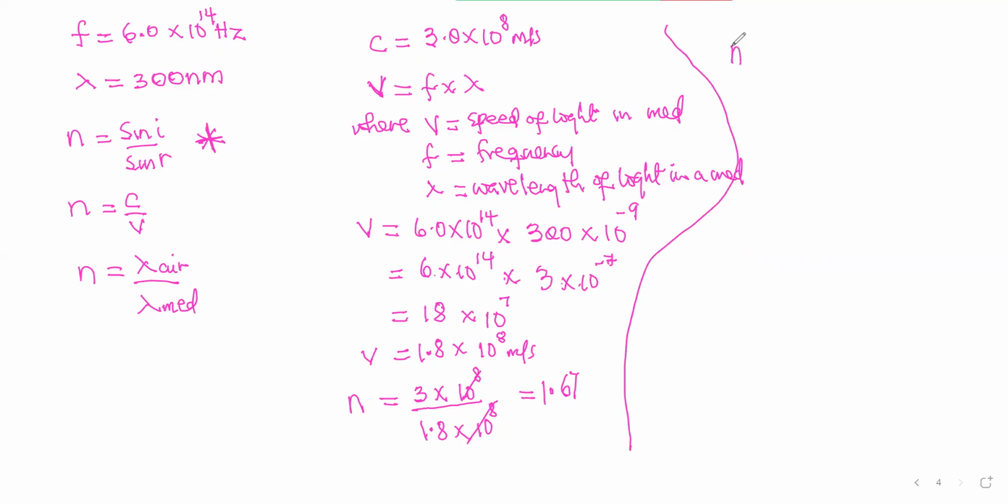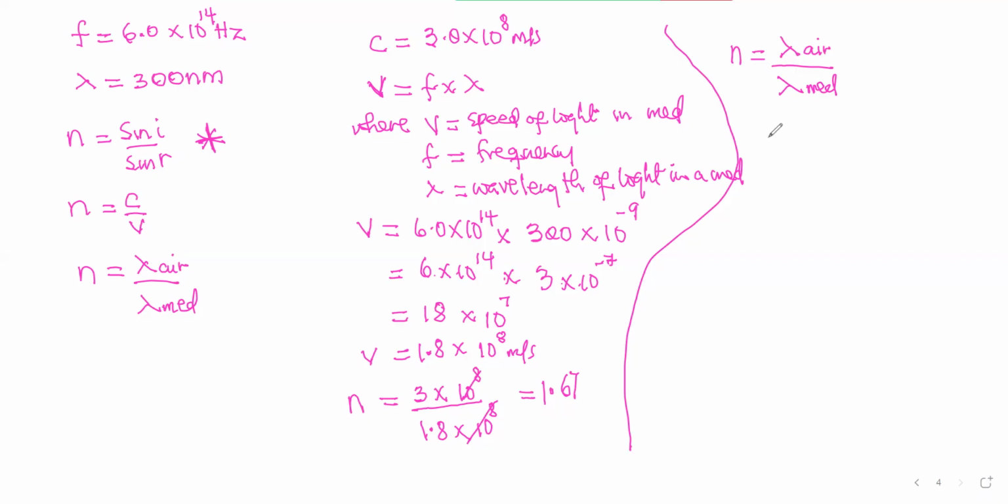The third formula says that the refractive index is the wavelength of light in air divided by the wavelength of light in the medium. Do we have the wavelength of light in air? No. But we have the wavelength of light in a medium, the denominator. How do we get the wavelength of light in air?